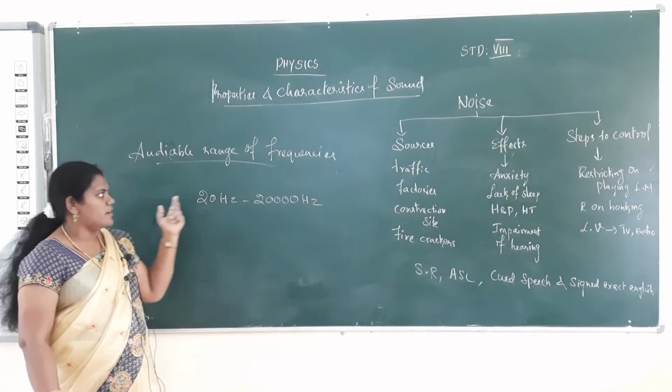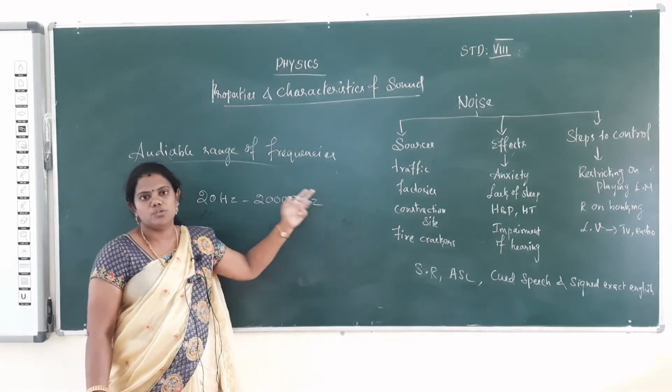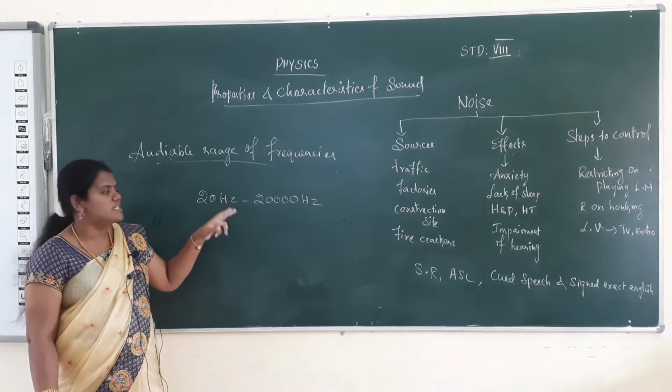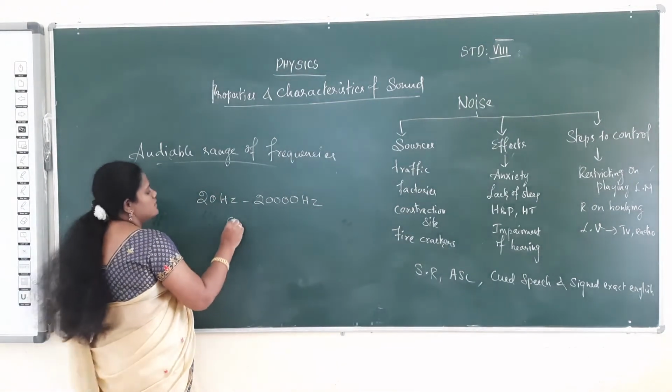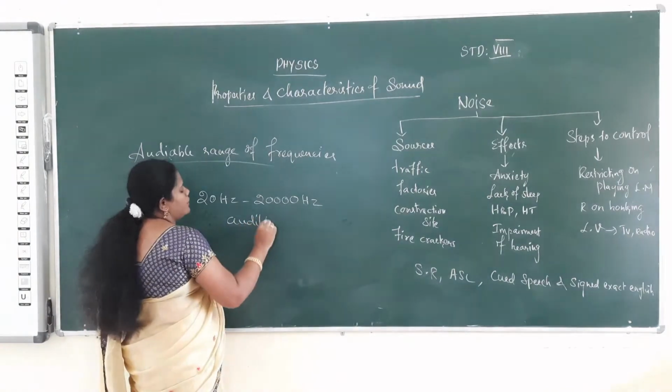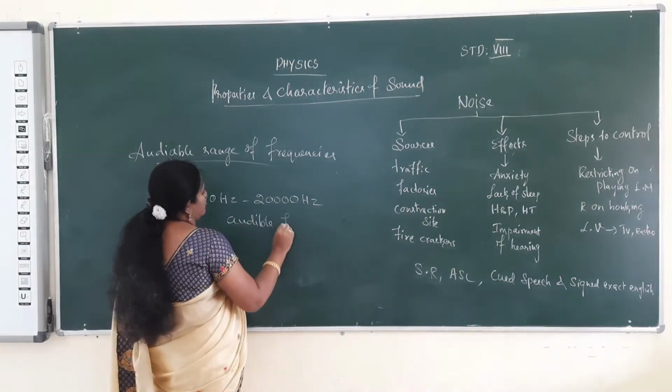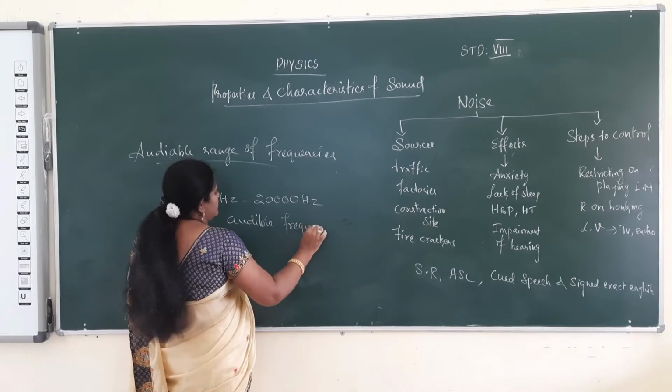20க்கு கீழே இருந்தாலும் நம்மளால் கேட்க முடியாது, 20,000 மேலே இருந்தாலும் நம்மளால் கேட்க முடியாது. So the audible range of human is 20 Hz to 20,000 Hz. That is the audible range of frequency. Audible frequency, audible, எல்லாம் ஒன்று தான். Okay, so audible frequency range.